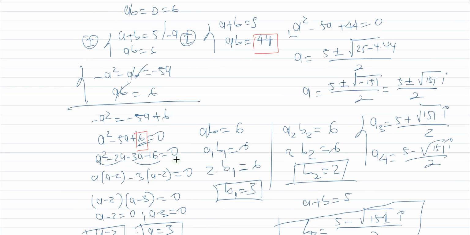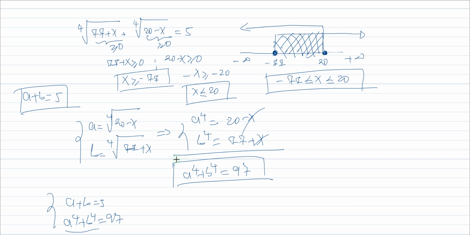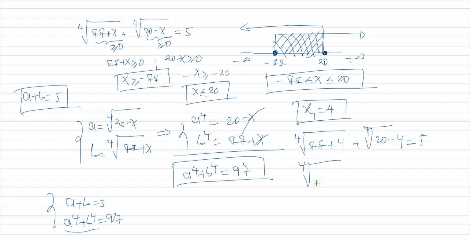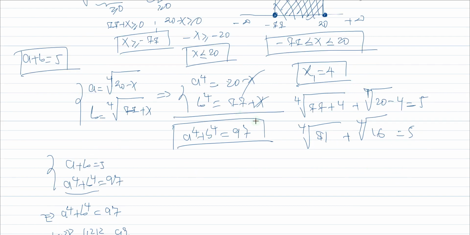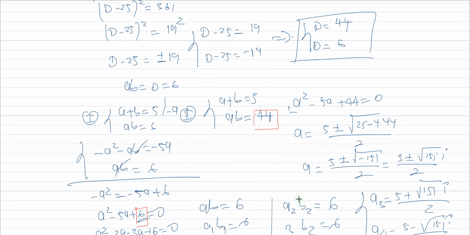So to check for our real solutions, we can do this only with the first value of x, which is 4, right? Replacing here in our equation, guys, we will have the fourth root of 77 plus 4 plus the fourth root of 20 minus 4, and this is 5. So we will have the fourth root of 81 plus the fourth root of 16 equals 5. The fourth root of 81 would be what? 3 to the 4 plus 2 to the 4 equals 5. So we're going to have 3, we're going to have 2, and this is 5. So we're going to have 5 equals 5. So our solutions are these ones, guys.